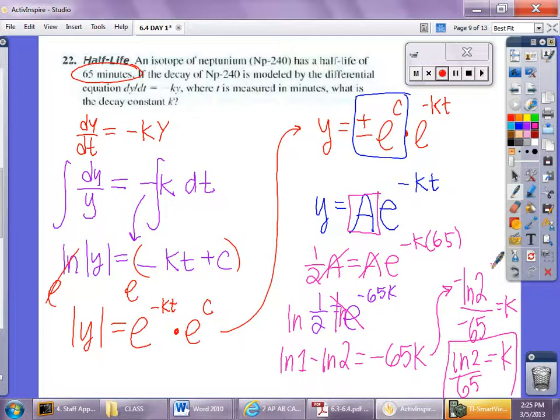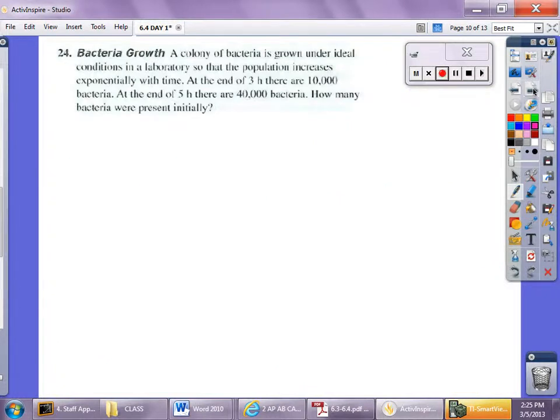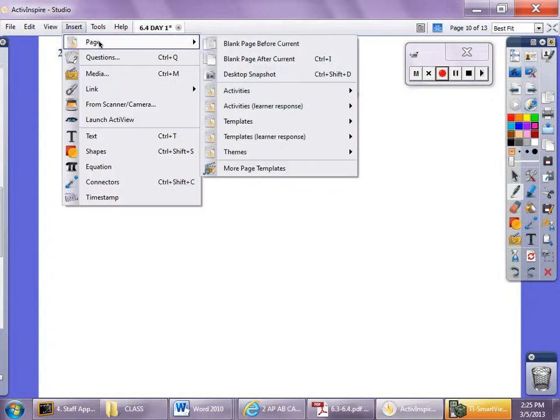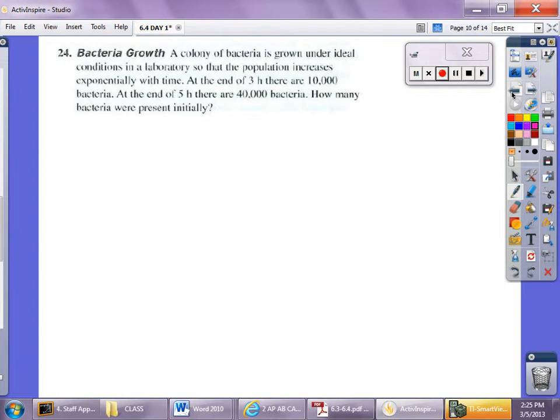Okay, so number 24. Let's see. So this is more similar to the type of problems that you get when you see an AP problem. It almost looks like an Algebra 2 problem.